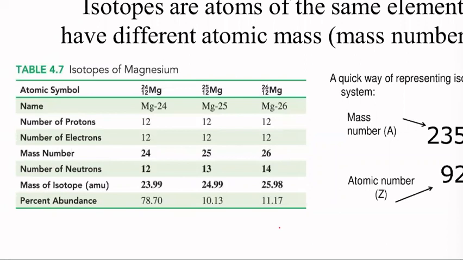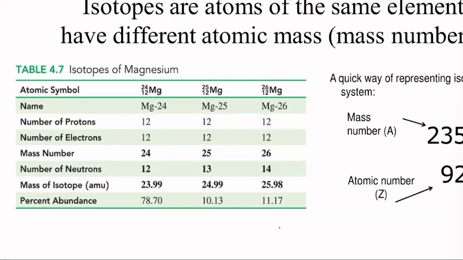Now, each of these isotopes, because they have different numbers of neutrons, is going to have a different mass number. We can observe that these different magnesiums all have the same number of protons and electrons, but when it comes to neutrons, magnesium 24 has 12 neutrons, magnesium 25 has 13 neutrons, and magnesium 26 has 14 neutrons. And we can even see the atomic mass of them: 23.99, 24.99, and 25.28.